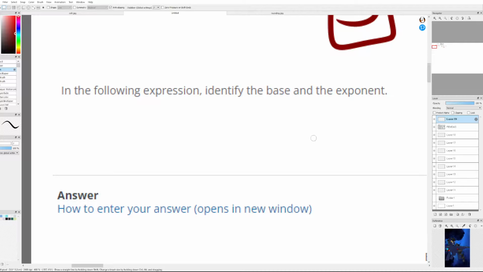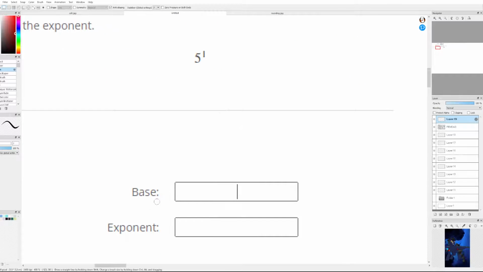This one, we have a question that is asking us to identify the base and the exponent. So we know that our base is going to be 5 because it's on the bottom. You can think of the base like the base of a lamp, where it's going to be at the bottom. And then the exponent is going to be 1.